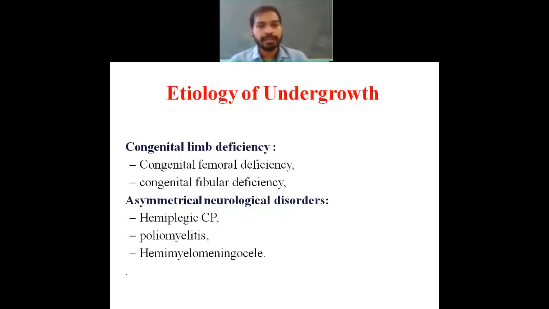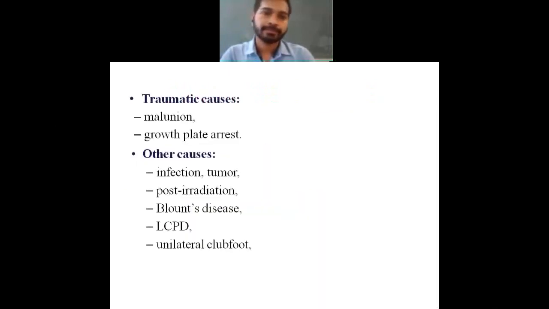Asymmetrical neurological disorders like hemiplegic CP, poliomyelitis, then myelomeningocele. So these are the cases. We'll discuss hemiplegic CP, you already know that, but poliomyelitis and myelomeningocele also. These things will be covered in orthopedics. Okay, clear? Yes, sir.